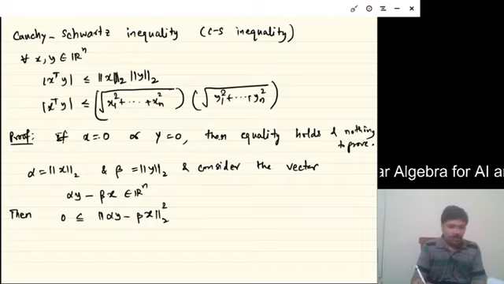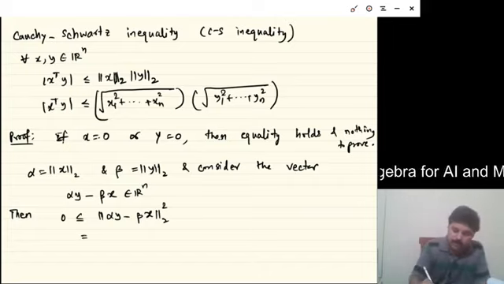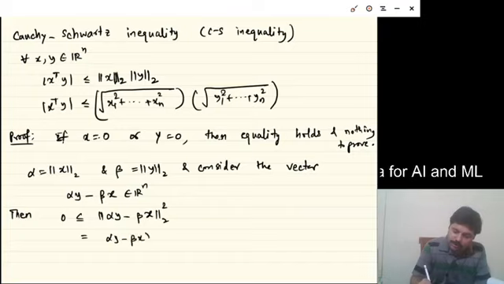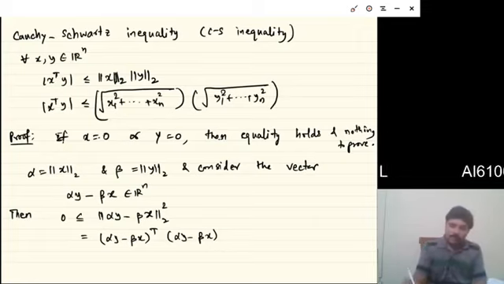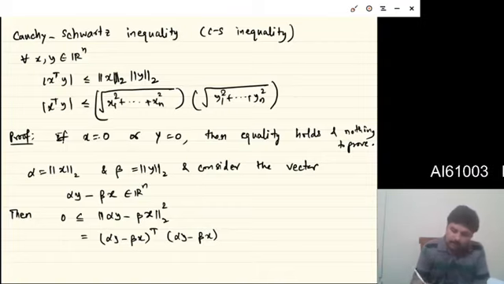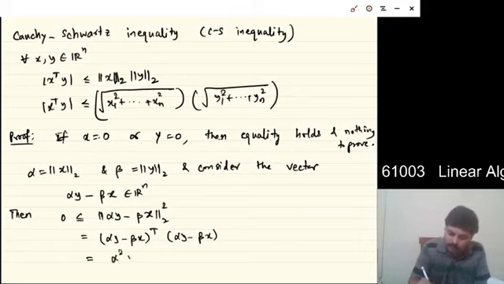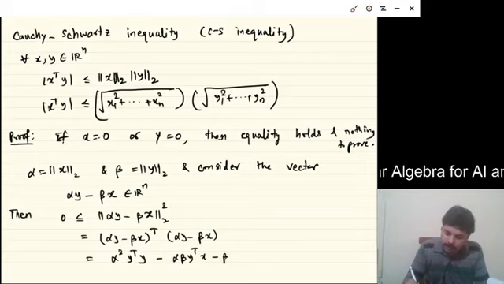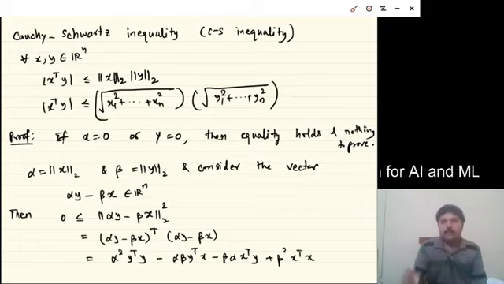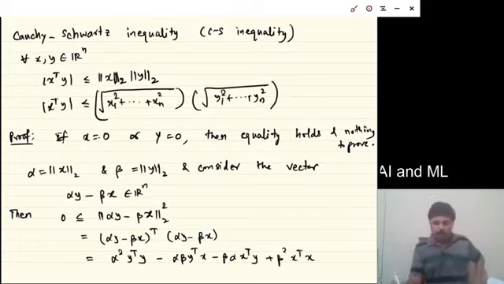And what do we know of this particular thing? This particular thing basically is the same as alpha y minus beta x transpose alpha y minus beta x. That's the definition of 2 norm. And if you simplify this further, what would you get? If you allow me, I will just write down alpha square y transpose y minus alpha beta y transpose x minus beta alpha x transpose y plus beta square x transpose x. That's the term that I am going to get.